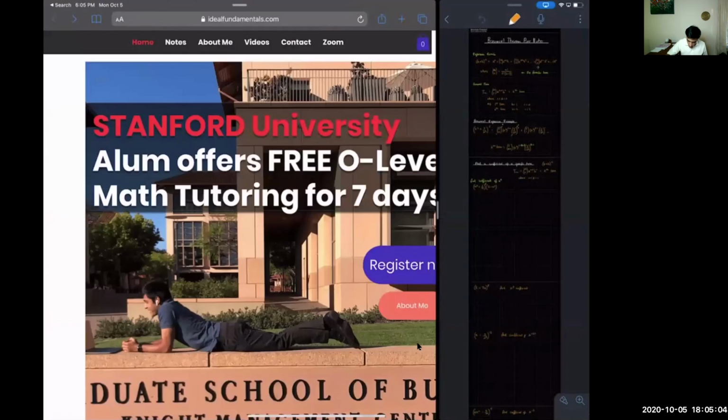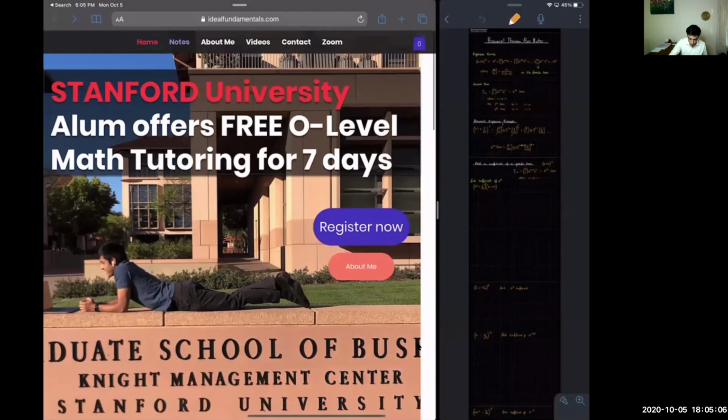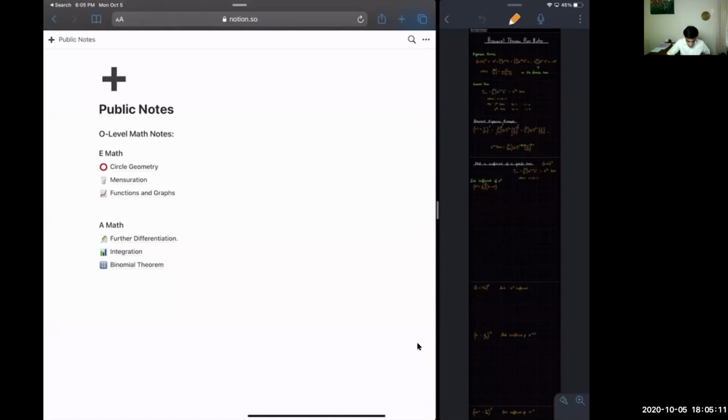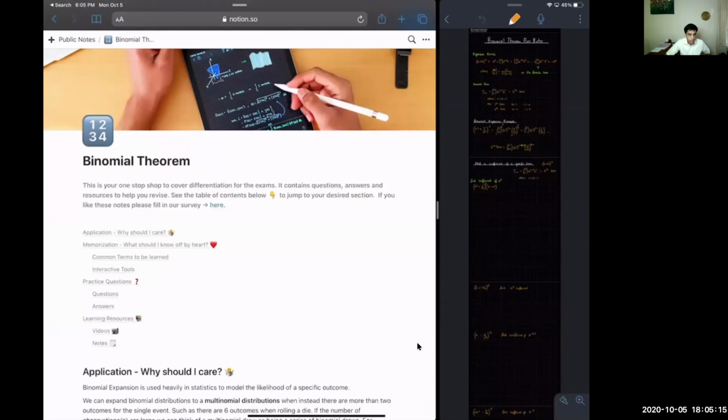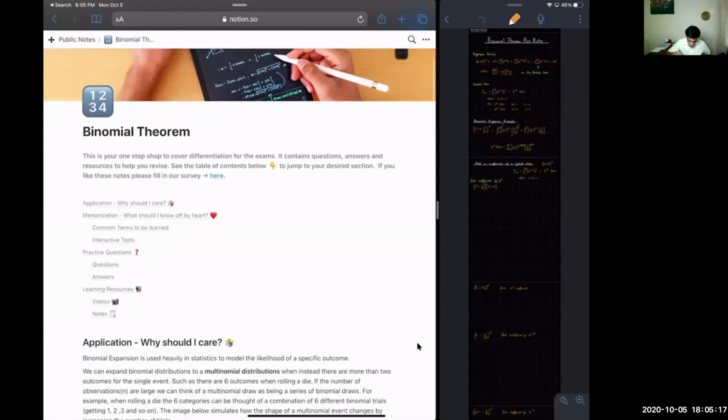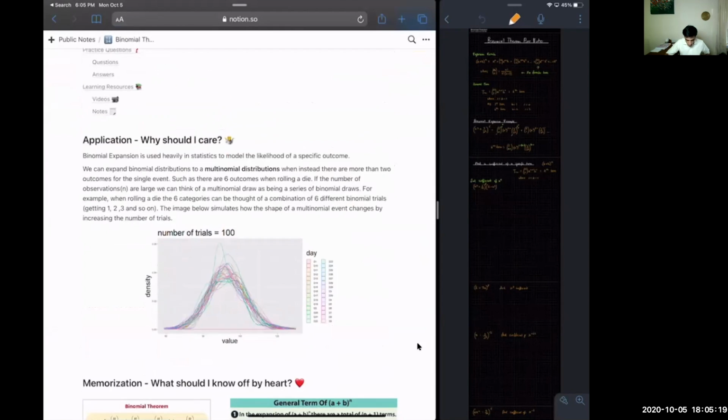If you go online on the website, you can click on the notes section at the top, and you will find there's a new area down here for binomial theorem. That's where you click. Under binomial theorem, the first thing we'll go over is application.